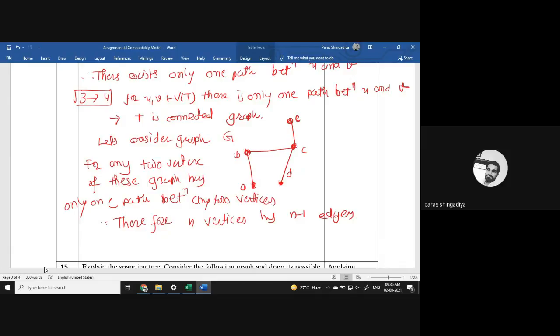Clear? That is 3 to 4 done, and now 4 to 1 is also simple. We have T is a connected graph and has n minus 1 edges. So which type of graph will that be? When we consider n minus 1 edges, it does not contain any type of cycle.